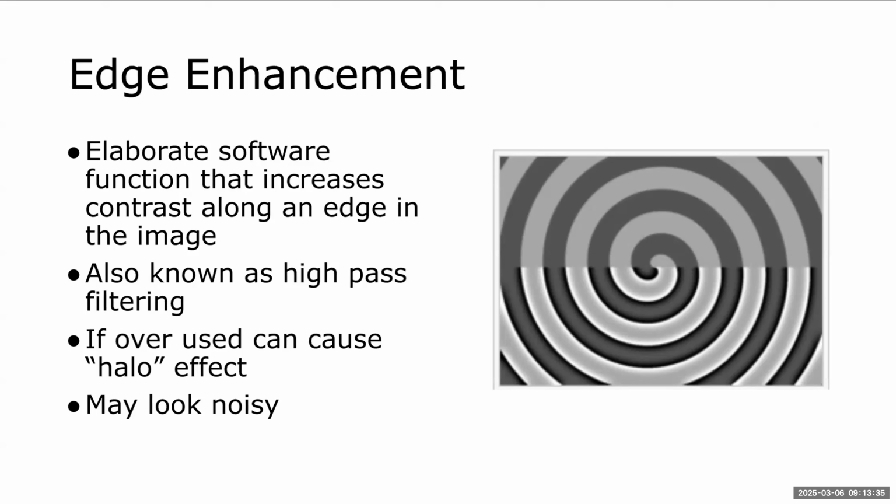So another post-processing function is edge enhancement. It increases contrast along the edge in the image. And so in the bottom part of this image, you can see that the edge enhancement has been applied, and so you get this higher contrast right along the edges of the image. This is known as high pass filtering, and unfortunately you just have to memorize that.